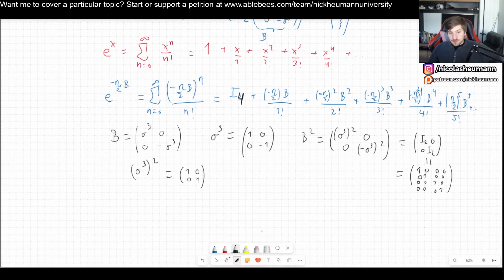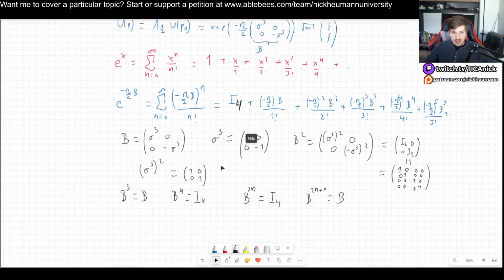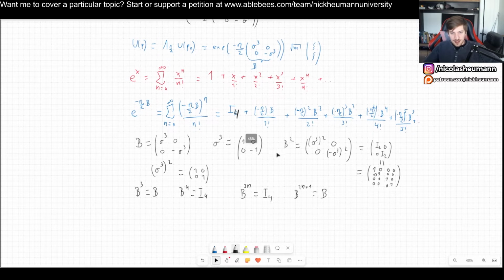Okay, so given that, we now know that b cubed is going to be equal to b squared times b, so simply b to the 4th is going to be the 4 by 4 identity again. So what this means is that our b to the even power is going to be the 4 by 4 identity, and the odd powers are going to be b. Okay, knowing that, let's go back to this little expression.